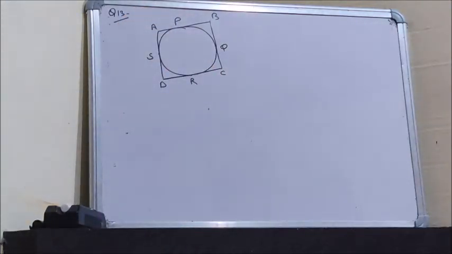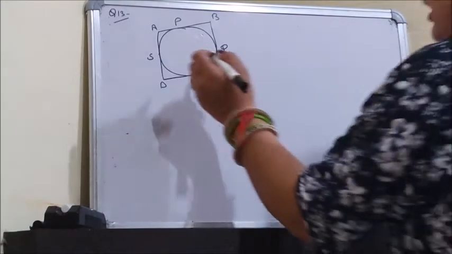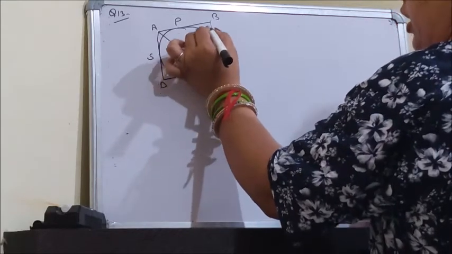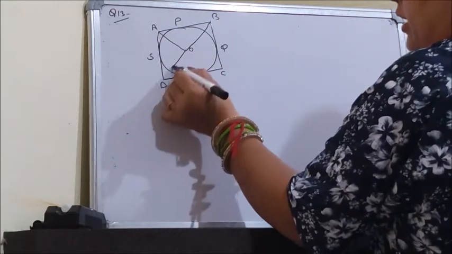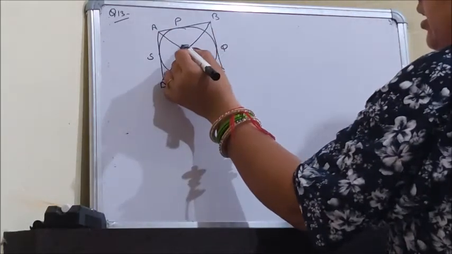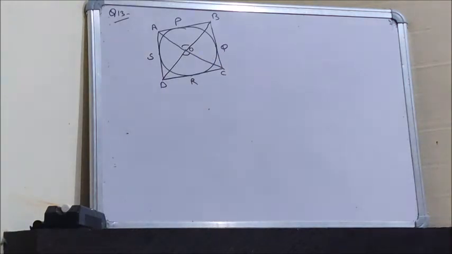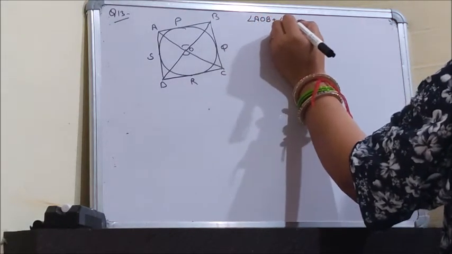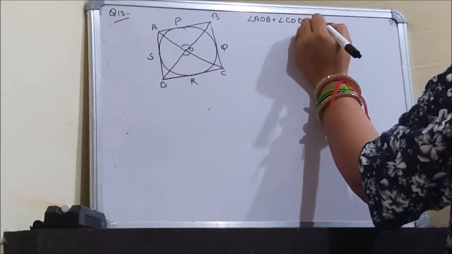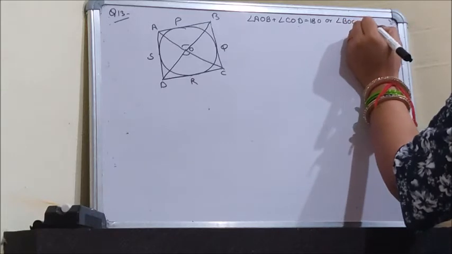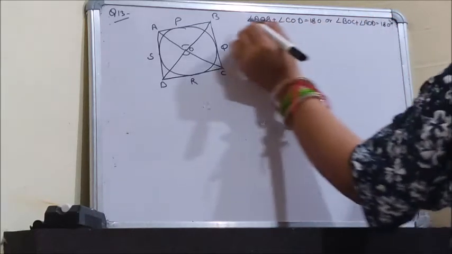So opposite sides subtend supplementary angles at the center. That means if it is center O, then angle AOB and angle COD are supplementary. That means angle AOB plus angle COD is equal to 180 degrees. That we have to prove. Angle AOB plus angle COD is equal to 180 degrees, or angle BOC plus angle AOD is equal to 180 degrees. This is to prove.